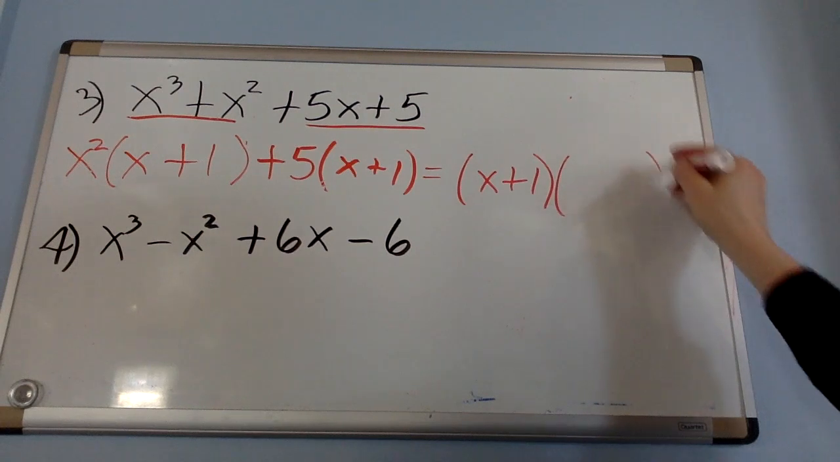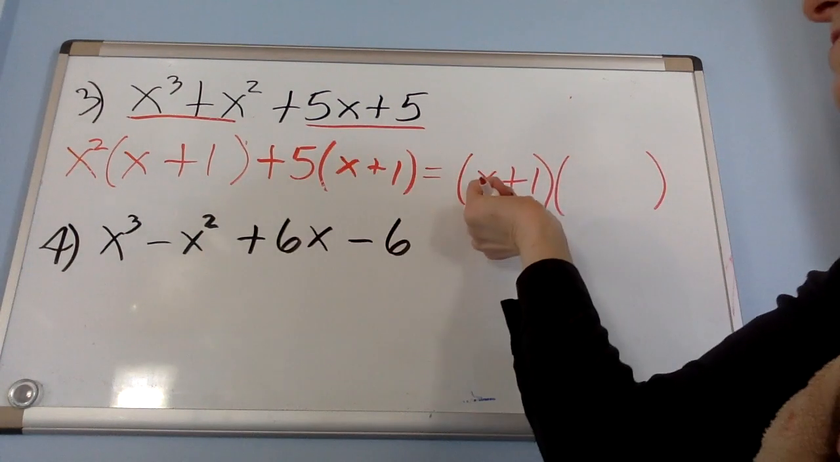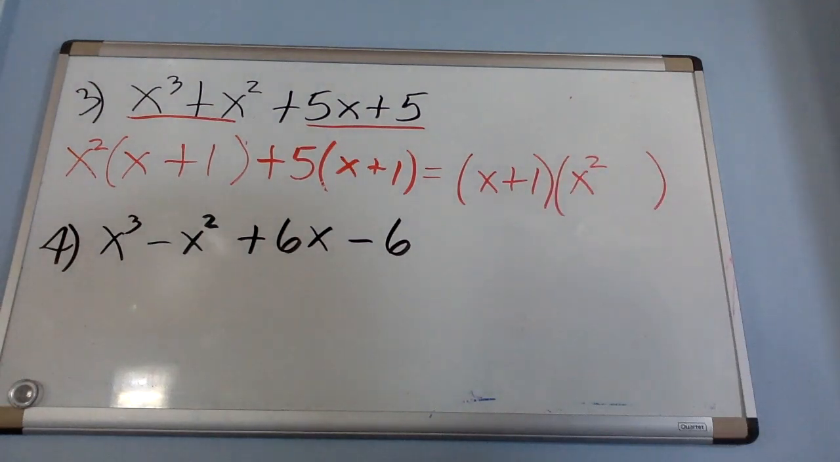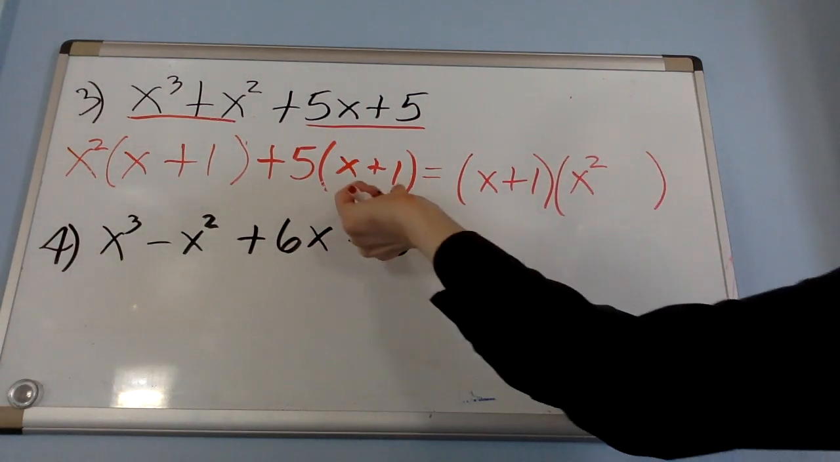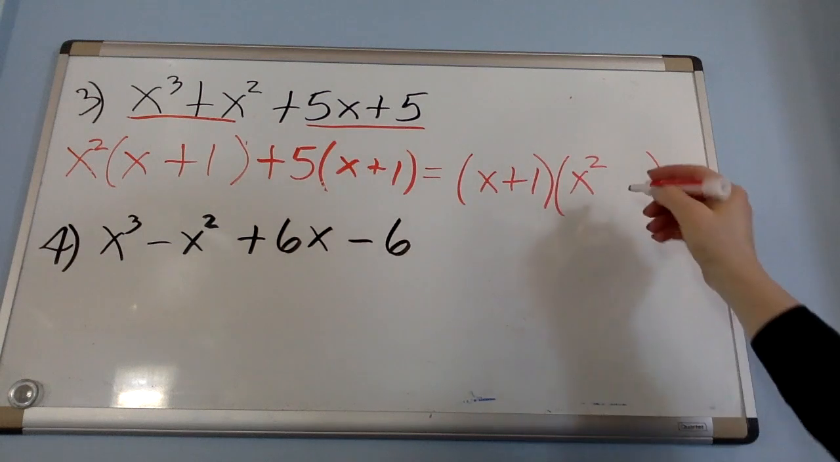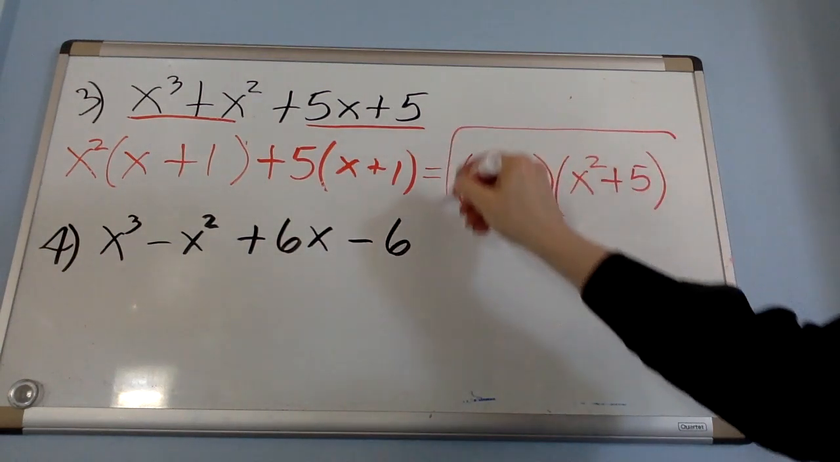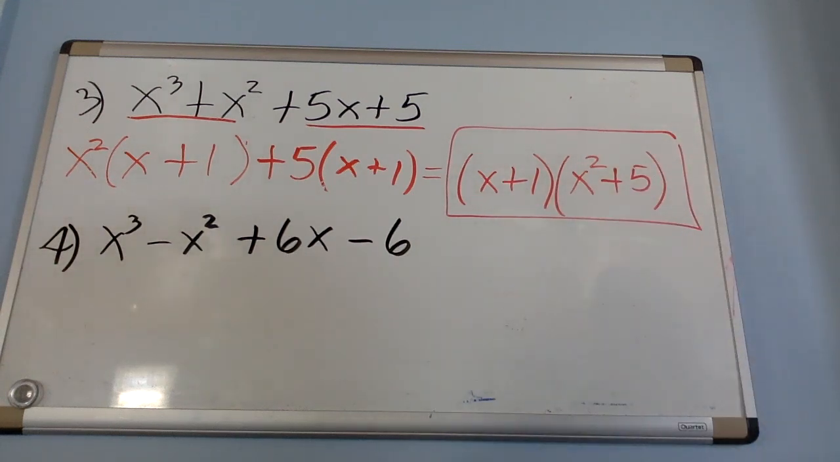And in the second set of parentheses, what is this getting multiplied by? First, it's getting multiplied by x squared, so that's the first thing in the second set of parentheses. And x plus 1 is also getting multiplied by positive 5. So that's the second thing in the second set of parentheses. Done. I had to group them first.